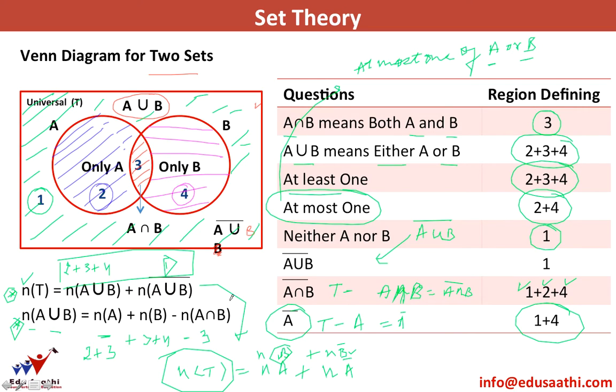Now why do we have this minus sign here? Because if you see, this 3 was counted twice, in A also and in B also, but for A union B we count the common elements only once. That is why I have a minus A intersection B, or a minus 3 here. So this will give me 2 plus 3 plus 3 plus 4 minus 3, or in other words 2 plus 3 plus 4. This is a very important concept and we'll be using it a lot in the questions to come. Let's move ahead.